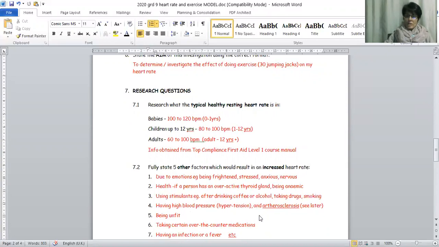Alcohol is a stimulant. Taking drugs, I think things like ecstasy, increase the heart rate. Some people can take ecstasy once off and have a heart attack. It just depends on the person, their body. Maybe they don't react well to certain medications, drugs, alcohol, etc. Smoking is a stimulant. Okay. Having high blood pressure, hypertension, means that your heart has to push blood through very narrow blood vessels, like trying to squeeze liquids through a tiny little opening.